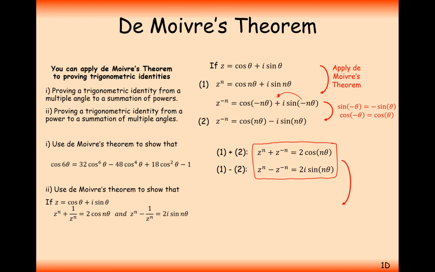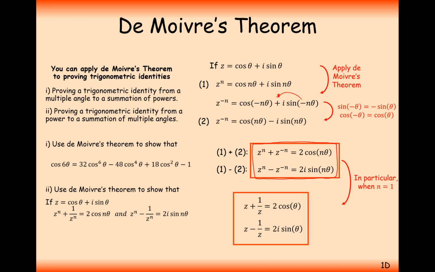In particular as well, if we just set n equal to 1 here, then we can say that z plus 1 over z, that's what it means to be a minus power, doesn't it? If you use your rules of indices, you can have z to the minus 1, that's 1 over z. z plus 1 over z is 2 cos theta, and z minus 1 over z is 2i sine theta.